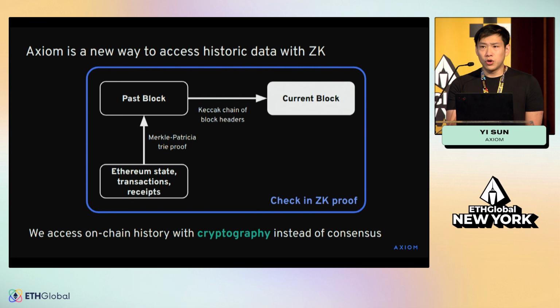And so at Axiom, we're removing this trade-off by providing a new way to access historic on-chain data using zero-knowledge proofs. What that means is that we use the fact that the current block of Ethereum commits to all historic data on Ethereum to give cryptographic proofs that a piece of historic data that your application is using is actually valid in the history of Ethereum. But because we're using cryptography instead of consensus to access data, we can offer a whole new set of capabilities for your application.